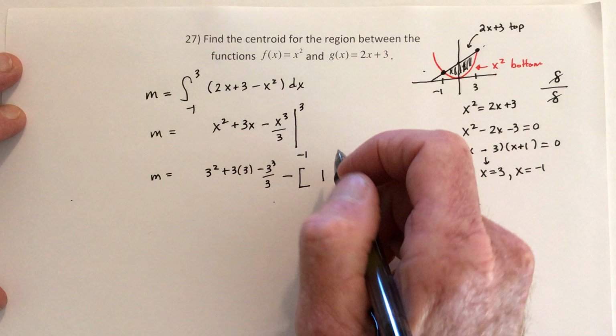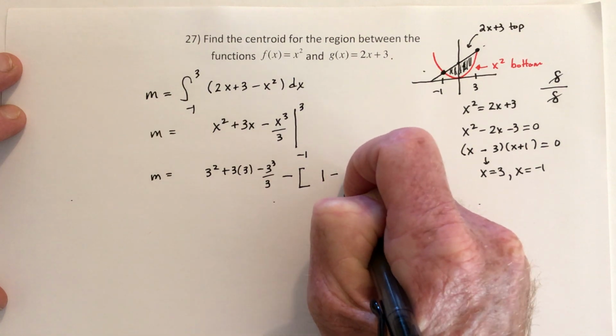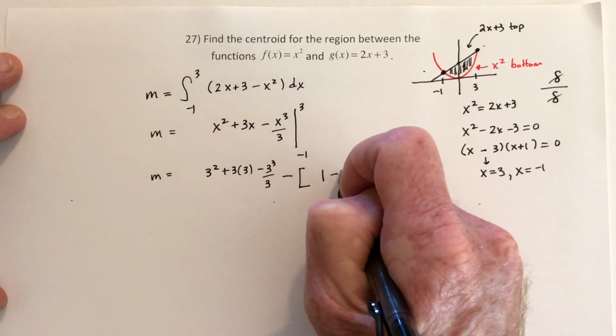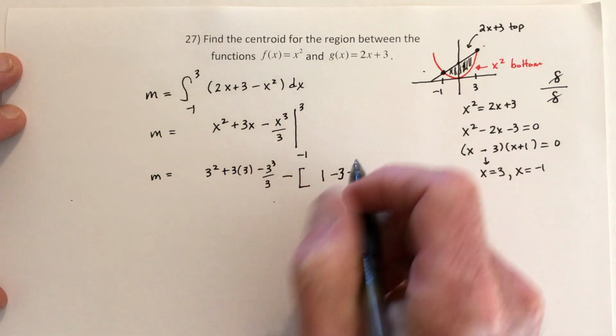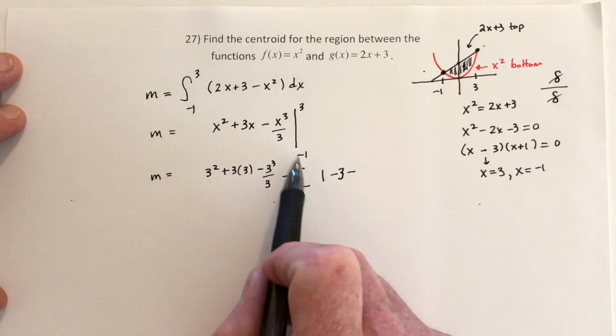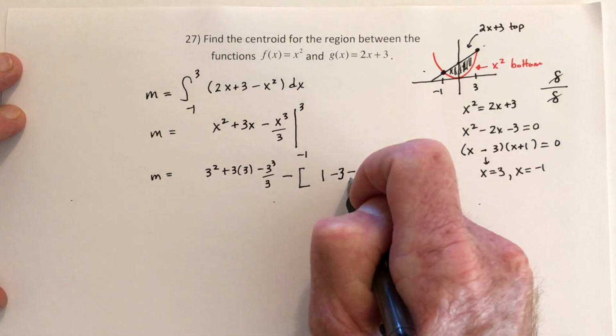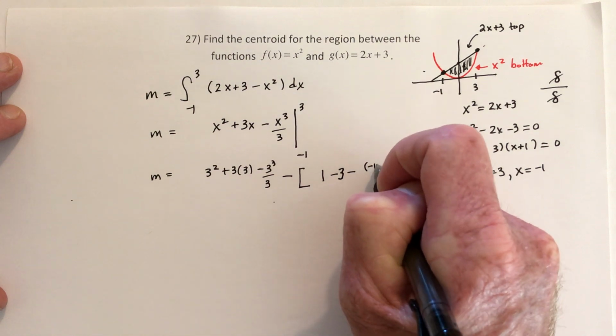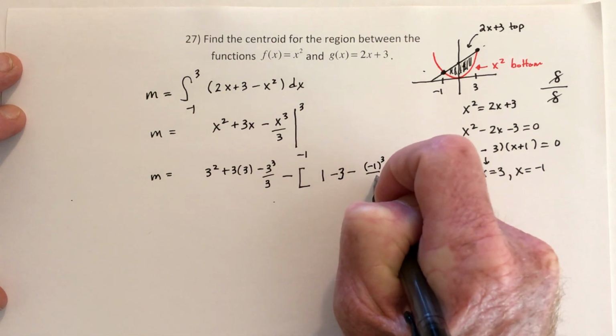This will become a negative 3. And then we have, oops, I said it, but I didn't write it. So this becomes a negative 3. And then minus, when you substitute a negative 1 cubed over 3.